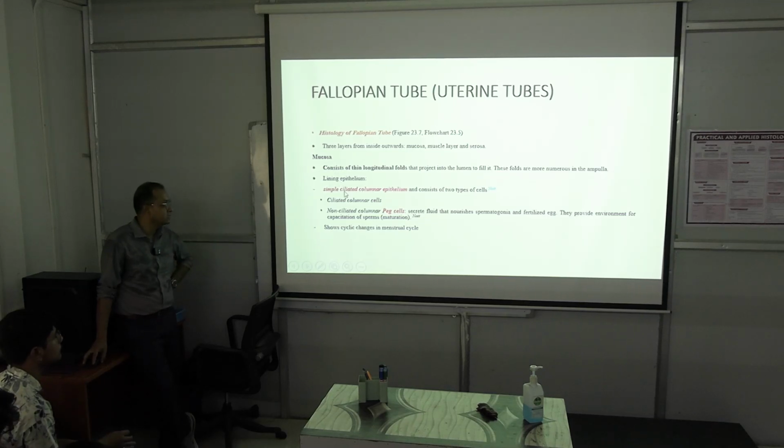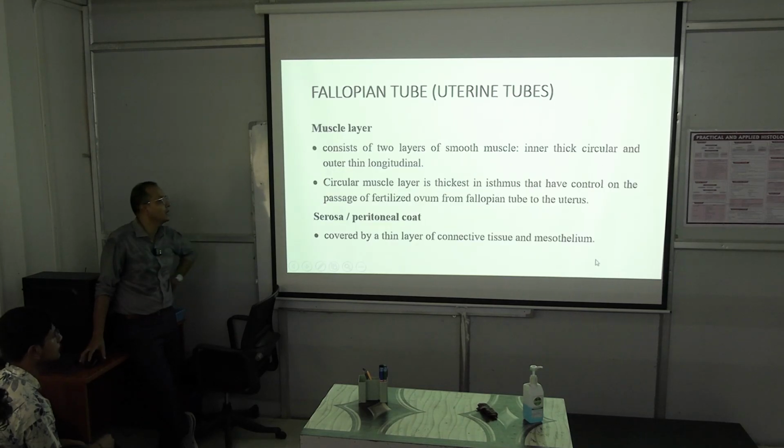The epithelium layer is ciliated epithelium, which is the columnar variety, and it contains ciliary cells and secretory cells. We call them PEG cells, which are basically fluid secreting cells, secreting fluid inside, and this PEG cell feeds the travelling ovum or embryo. So, the inside layer, the mucosa of this fallopian tube, is most extensive. This is the hallmark to identify, they look like fern.